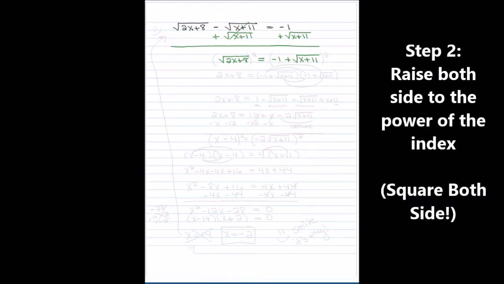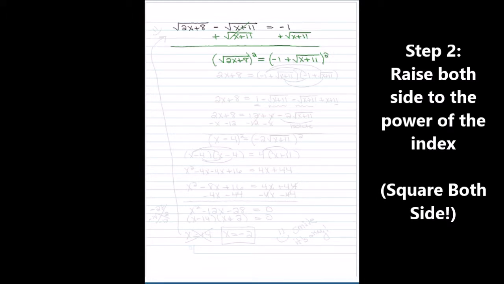And when I do that, I get square root of 2x plus 8 on the left-hand side. And then on the right-hand side, I get negative 1 plus square root of x plus 11. Now, step 2 says to square both sides. So I'm still going to take that approach. Because we have a square root, I'm going to square both sides.